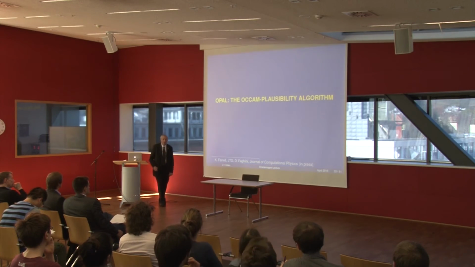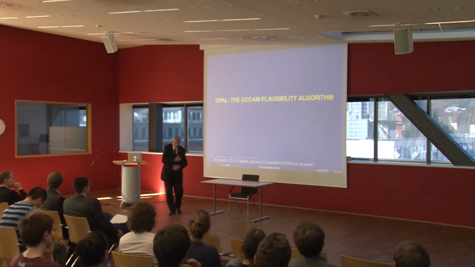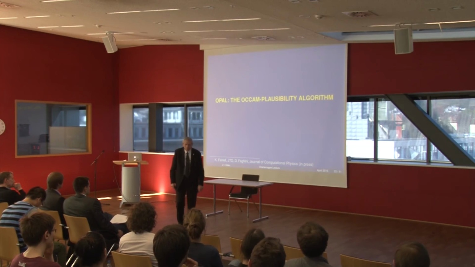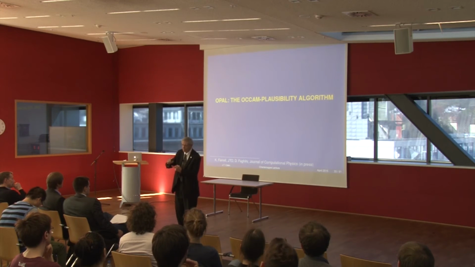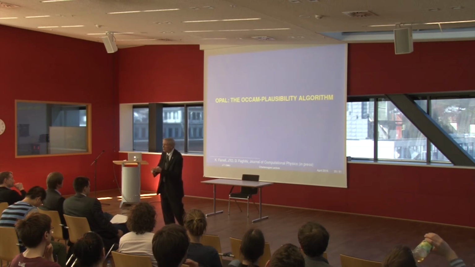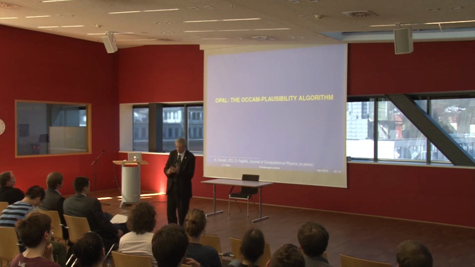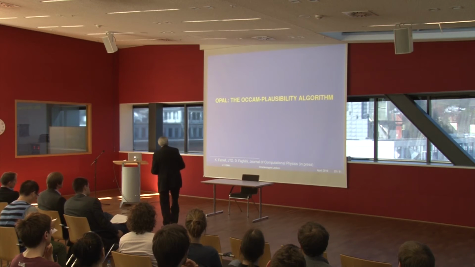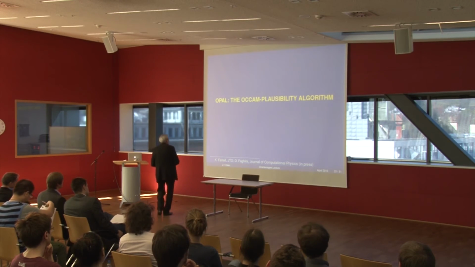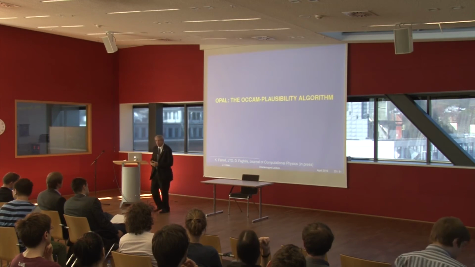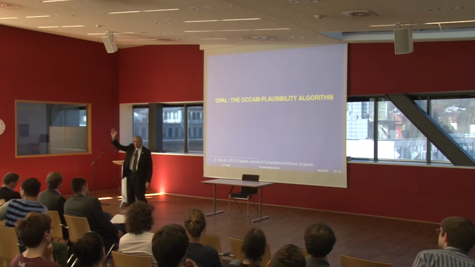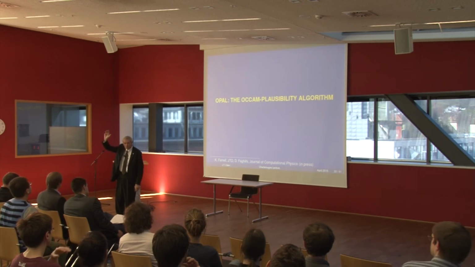Okay, now, how do I collect all of these things into one algorithm that finds the most plausible model, determines the parameters, solves the problem of model inadequacy, and gives me a predictive model? That's what I call OPAL, the Occam plausibility algorithm. I know everyone's heard of Occam's razor, right?